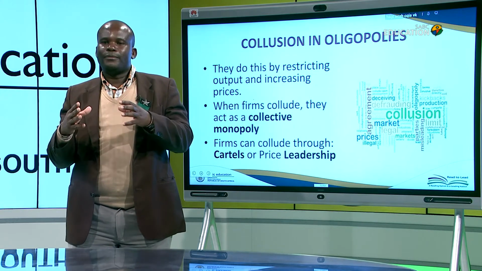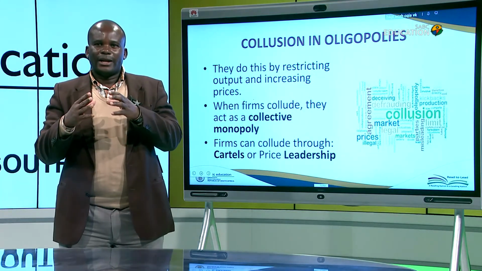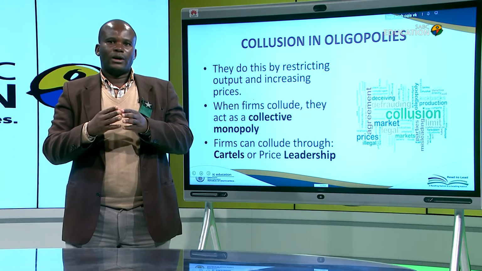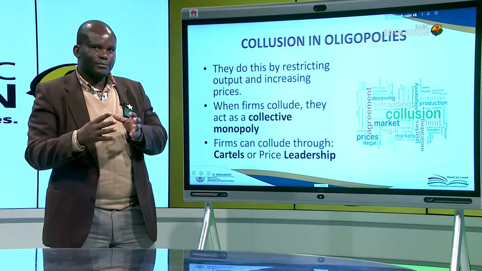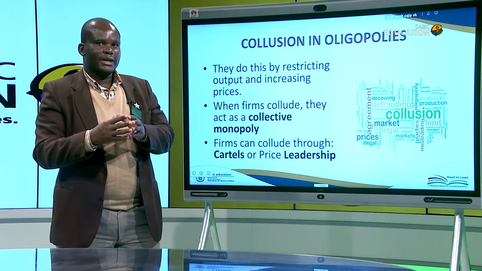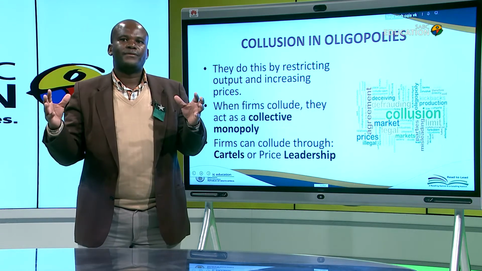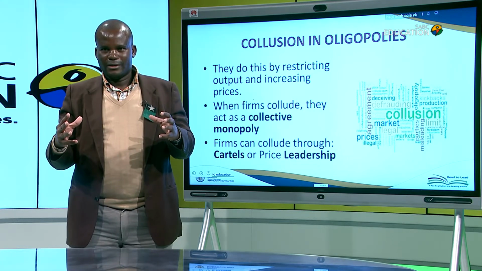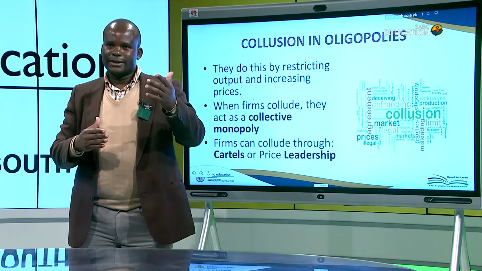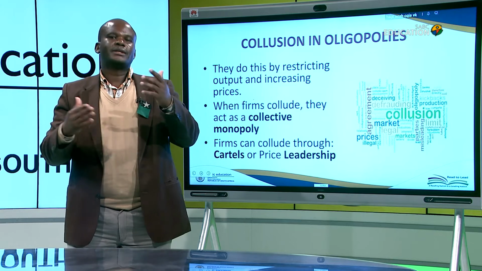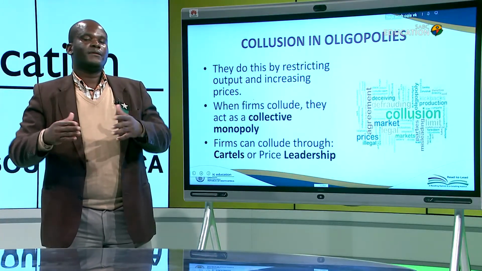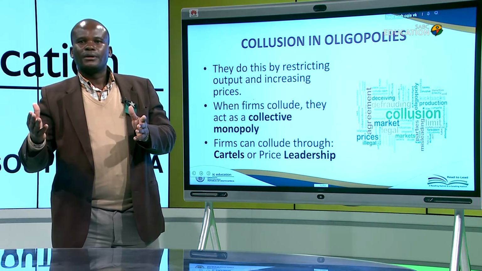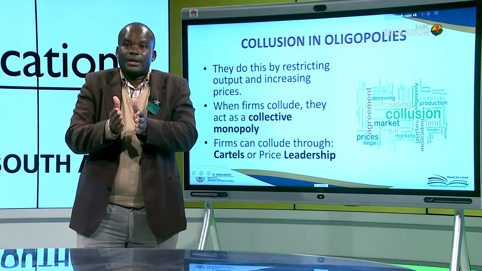Now, how do they benefit? They are now able to set one price, which is very high. They are also now able to restrict production. In other words, they can actually create what we call artificial shortages so that people panic. Then they increase prices. You can take examples of even the petrol stations. They can operate as one.